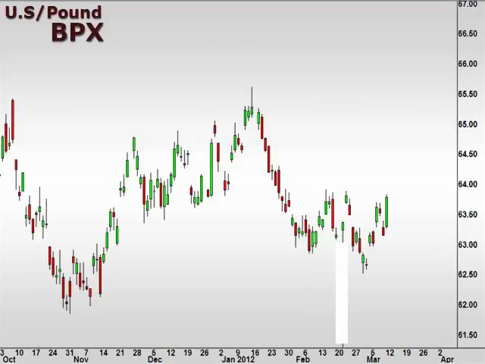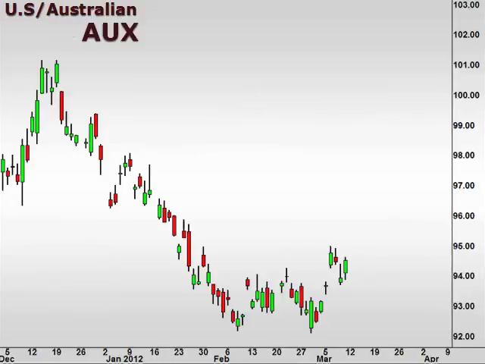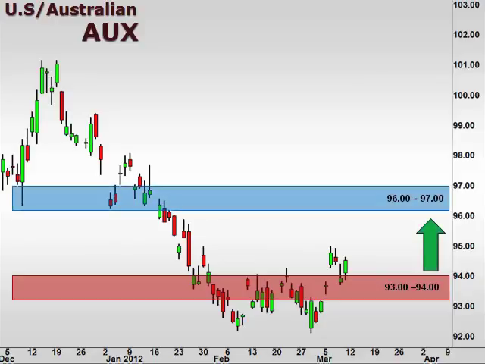Next up, the BPX, the US versus the British pound. Well, the BPX closed strong last week. As long as the pair holds above 63, we expect a continuation to the upside. Let's take a look at the US dollar versus the Australian dollar, as seen here in the AUX. Well, the AUX broke above 94 last week and held for a retest, lending credibility to a move towards 96-97.